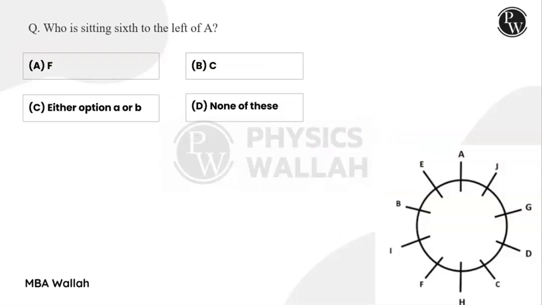The first question says, who is sitting sixth to the left of A? As they all are facing away, the left of A will be towards this direction, and sixth to the left of A is C. So option B is correct.